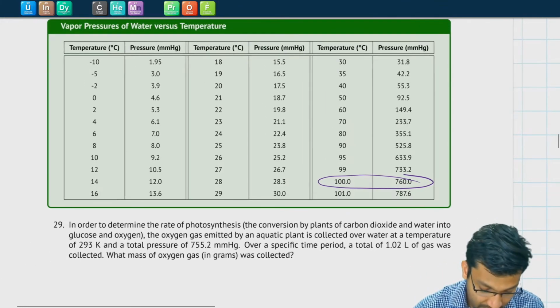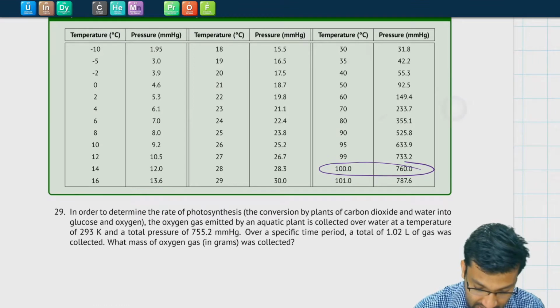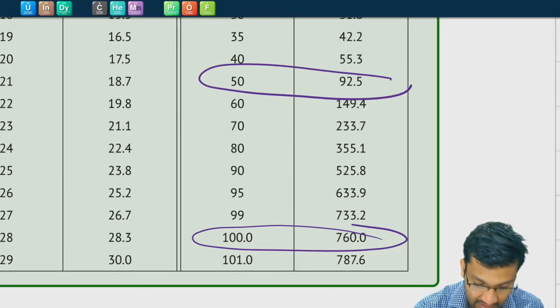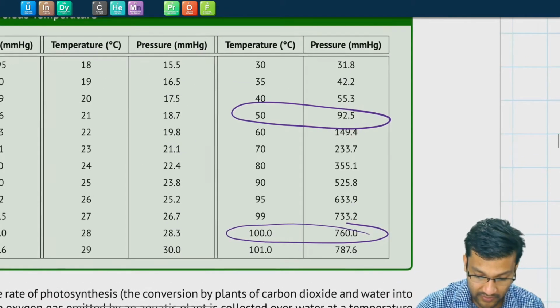So here, this table just gives you the partial pressure of water at various temperatures. So if I have an experimental setup at, let's say, 50 degrees Celsius, the partial pressure of water at that temperature will be 92.5. This is all in millimeters of mercury, right?